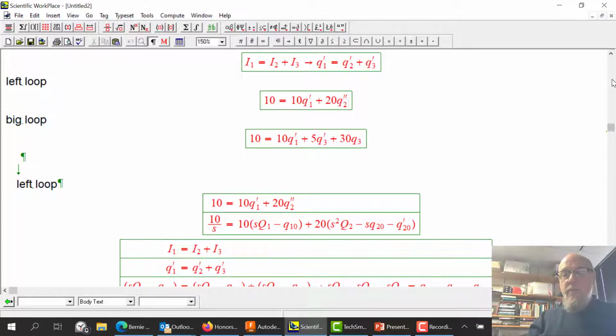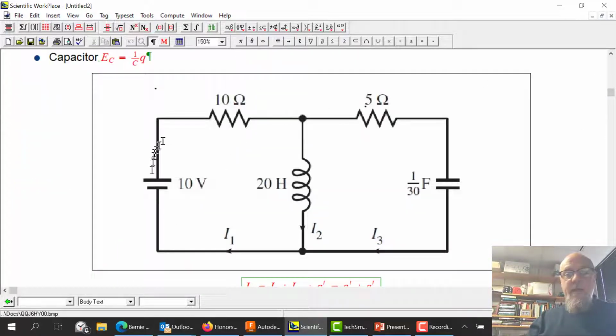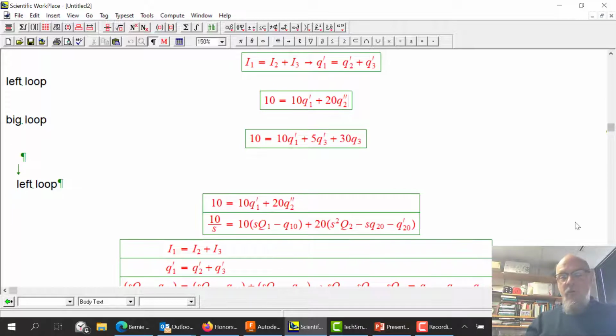The big loop, 10 in, drops on the resistor, drops on the resistor, drops on the capacitor, and then loops around. Now it's I1 that's going through the first 10 ohm resistor, but it's I3 that goes through this 5 ohm resistor and this capacitor. Again, you might need to pause the video and check this out. I'm just trying to get to the equations as quickly as possible. So here's our big loop equation.